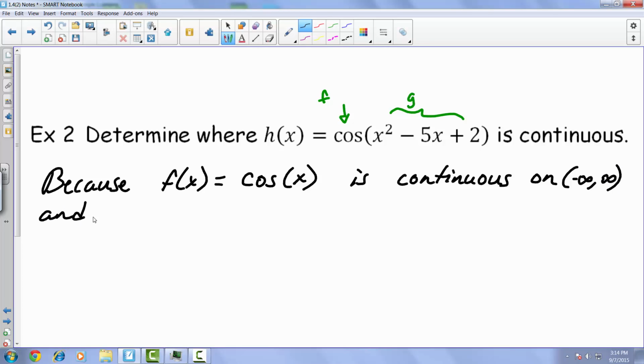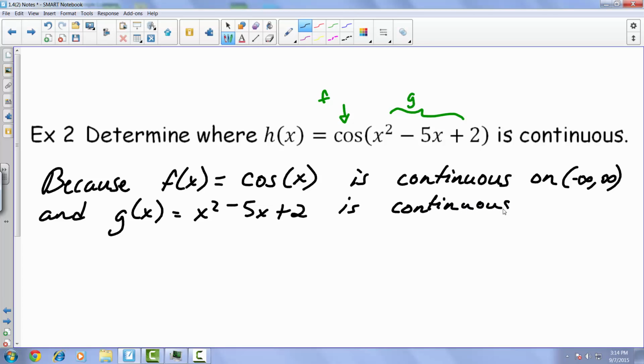And we also see this polynomial g of x, which is equal to x squared minus 5x plus 2. That's actually just a quadratic, and that's a polynomial. And that is also continuous on negative infinity to positive infinity.